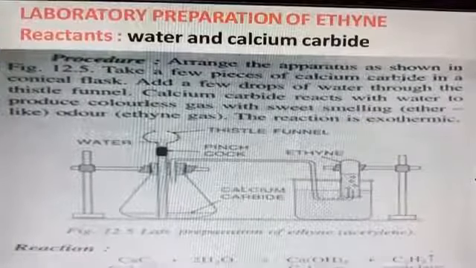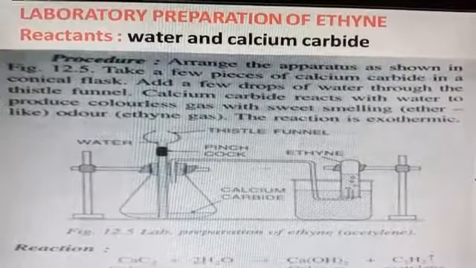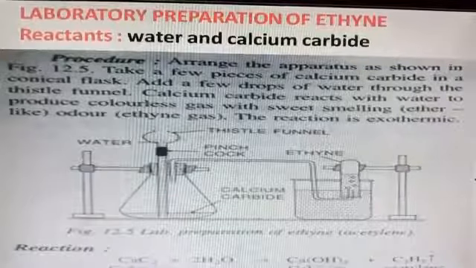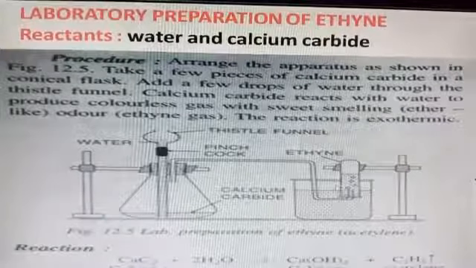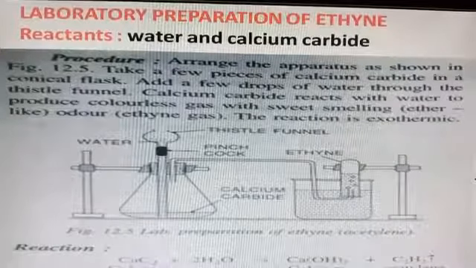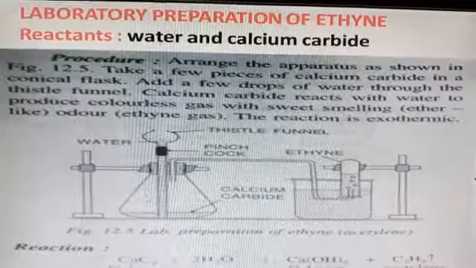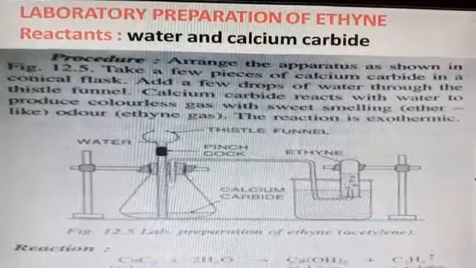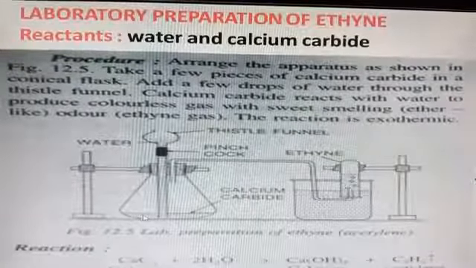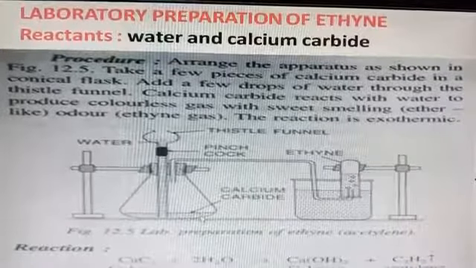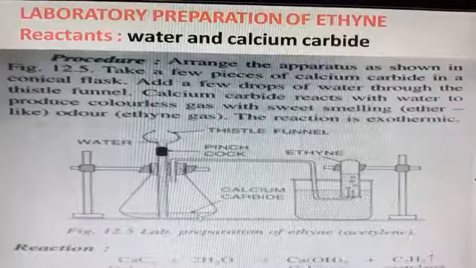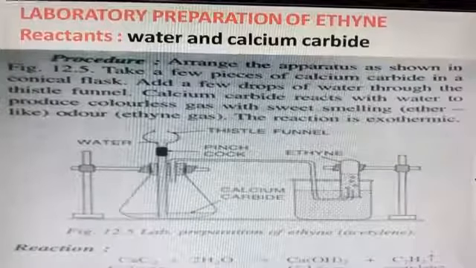Arrange the apparatus as shown in figure 12.5. You can see the figure out here, how the apparatus are arranged. You see it clearly. Take a few pieces of calcium carbide in a conical flask. You can see here this conical flask. In this conical flask, you can take calcium carbide. These particles you can see, these are calcium carbide. So you add a few pieces of calcium carbide in a conical flask.